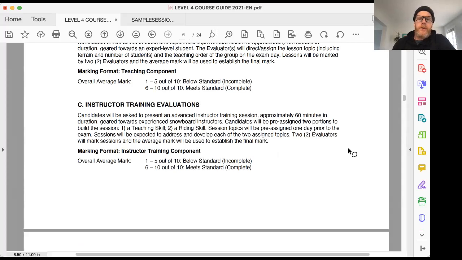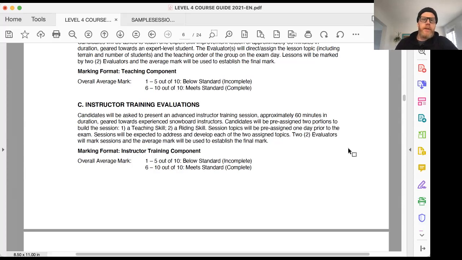And the assignments for the pedagogy exams happen the evening prior to your session. You'll get a practical teaching skill, for example guest service and safety, or communication and lesson structure, plus a riding skill, so position and balance, pressure, edging, pivot, or timing and coordination. It says session topics will be pre-assigned 1 day prior to the exam. Sessions will be expected to address and develop each of the 2 assigned topics.